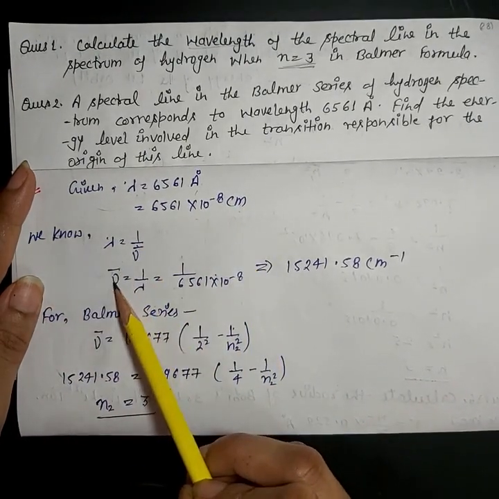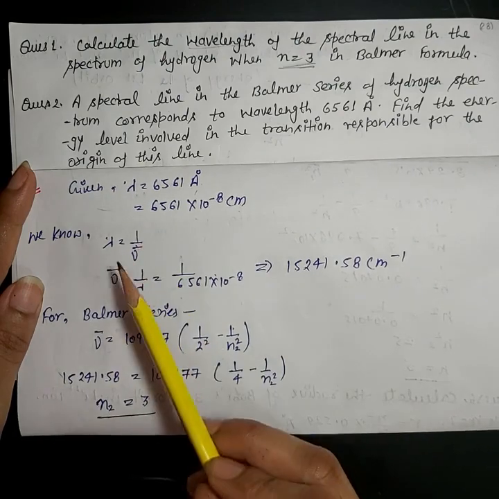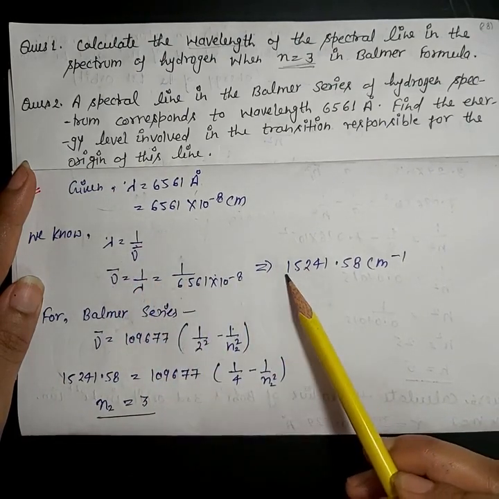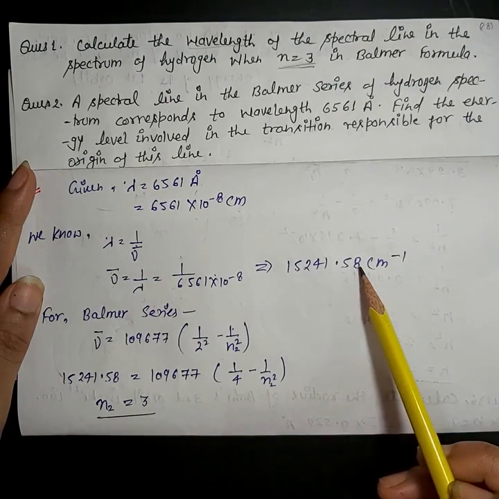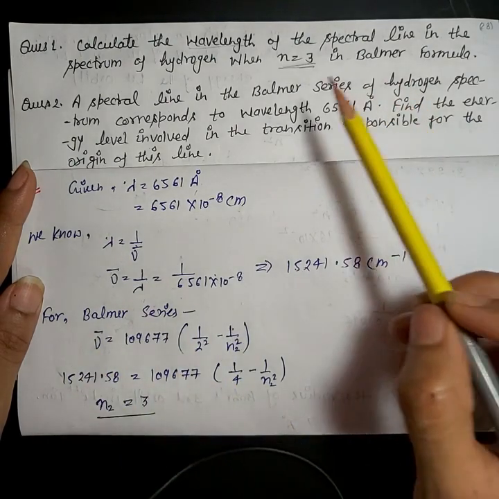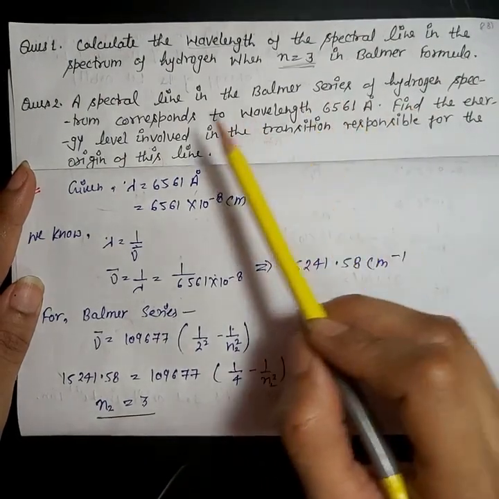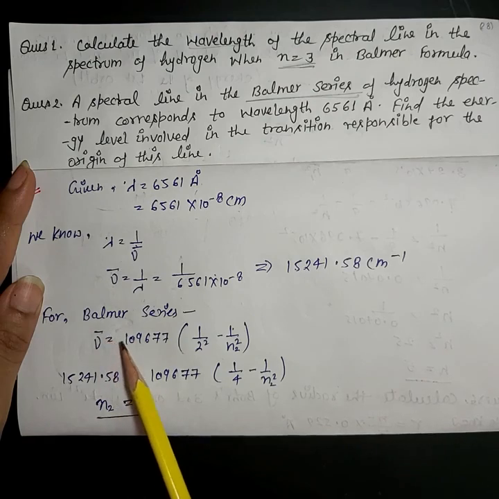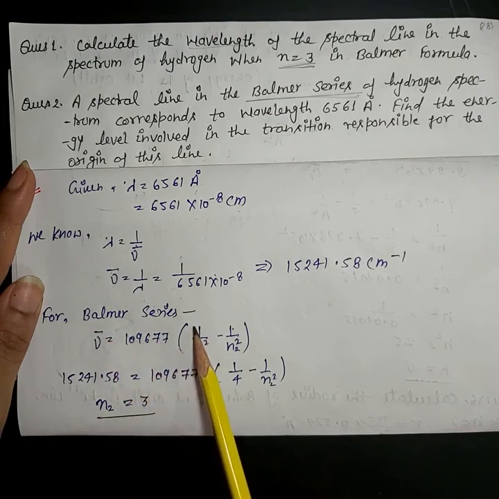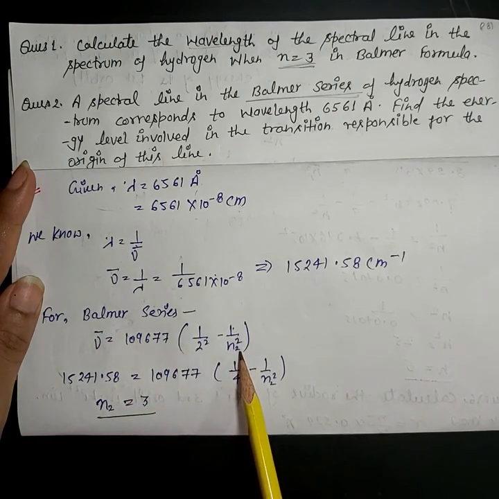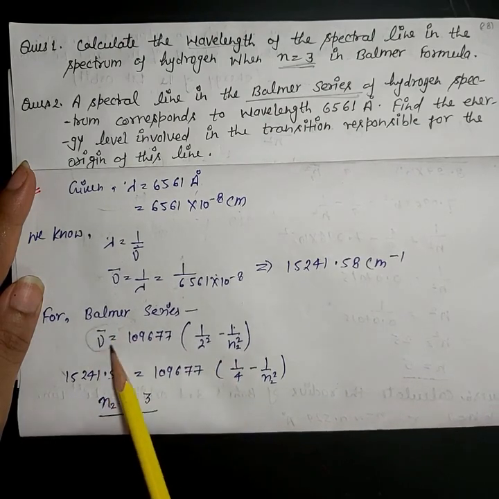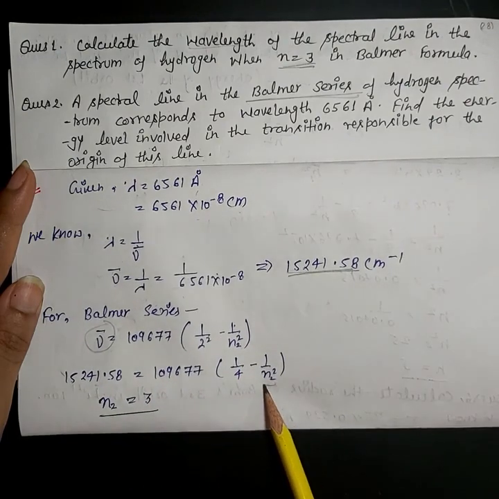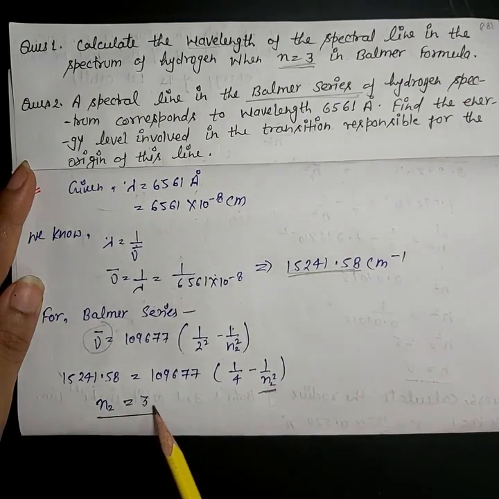Now we can calculate nu bar using this value, as nu bar equals 1 over lambda. So nu bar will be equal to 15241.58. After that, they are talking about the Balmer series again. For the Balmer series, nu bar equals 109677 times (1 upon 2 square minus 1 upon n square). Now we have the value of nu bar, so we put it in and calculate the value of n. So n will come out as 3.